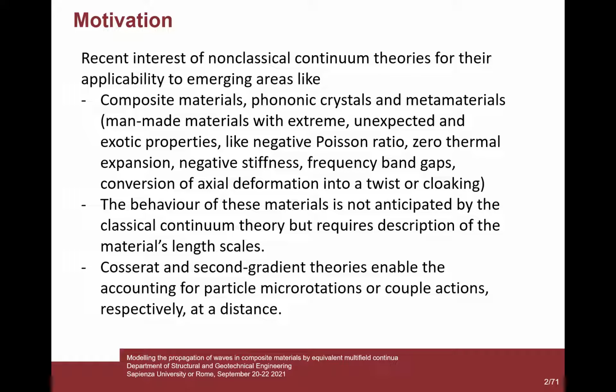This kind of materials are man-made materials, which can generally be obtained by 3D printing, which have extreme, unexpected, and exotic properties. These are like, for instance, negative Poisson ratio, which means that if you stretch a specimen in some direction, instead of observing a contraction in the direction orthogonal to the direction in which you're stretching, you observe an expansion. If you compress the material, instead of expanding transversally, it contracts transversally. Or some materials can have even zero thermal expansion when you have a change of temperature, or negative stiffness, or even frequency band gaps. Frequency band gaps are frequency bands in which some waves cannot propagate.